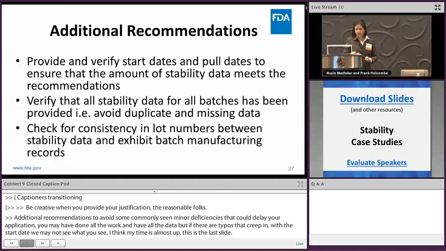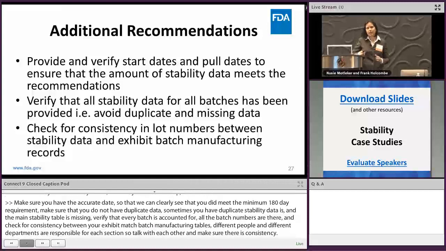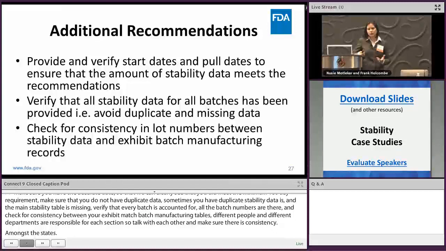So that said, finally, do follow the recommendations in the RTR guidance as well as the stability guidance. And we're working on updating some of the recommendations for you. And hopefully you'll see something real soon.